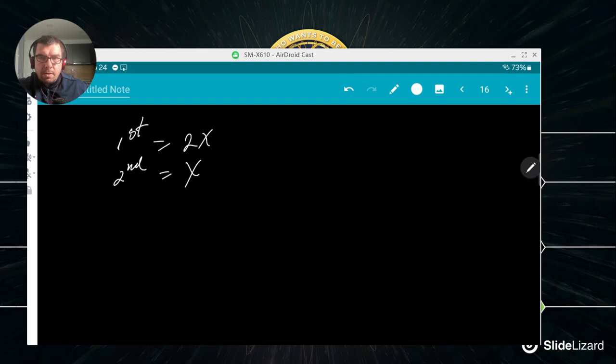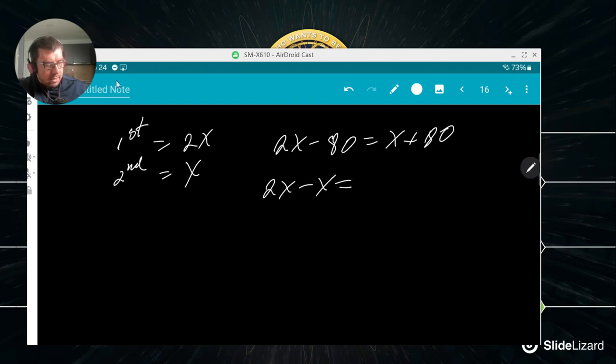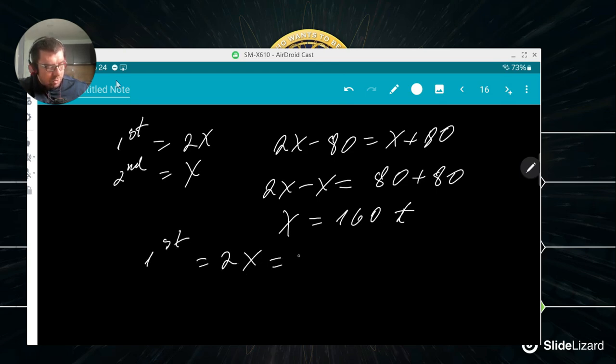So if I move 80 tons from the first and put those in the second warehouse, I'll get the following equation: 2x minus 80 equals x plus 80. Okay, the first loses 80 tons and the second one gains 80. So I solve this equation, move the x to the other side and 80 to the right side with plus, x equals 160 tons, and therefore the first one originally had 2x, which is 2 times 160, which is 320 tons. And that's the answer.